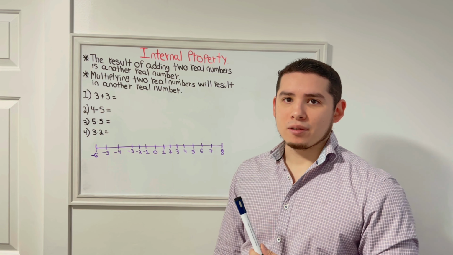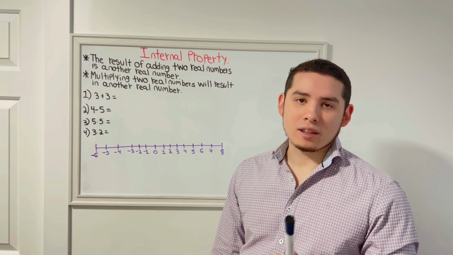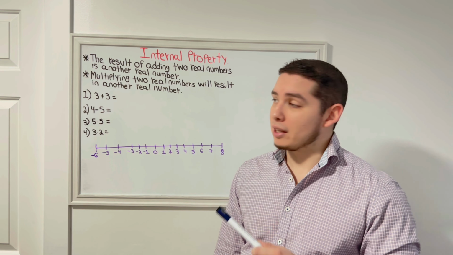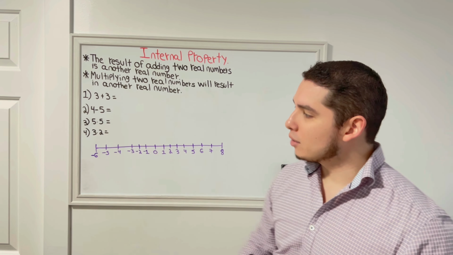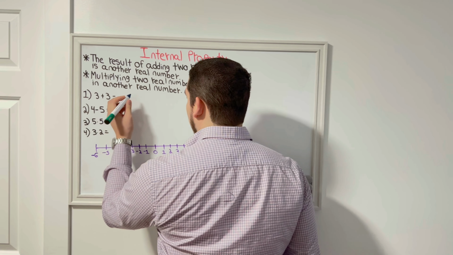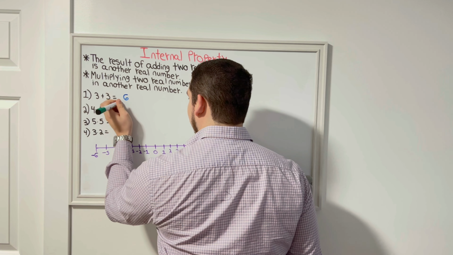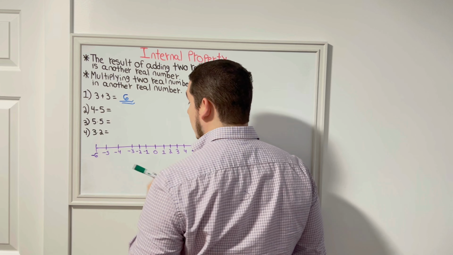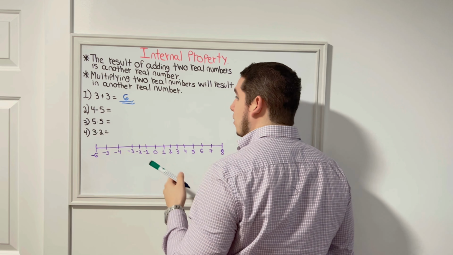You may be asking yourself, what does this mean? I will explain it later in the video, but first let's try to solve these easy problems. The first one is 3 plus 3. Well, you already know that this is 6. Now the second one says 4 minus 5.